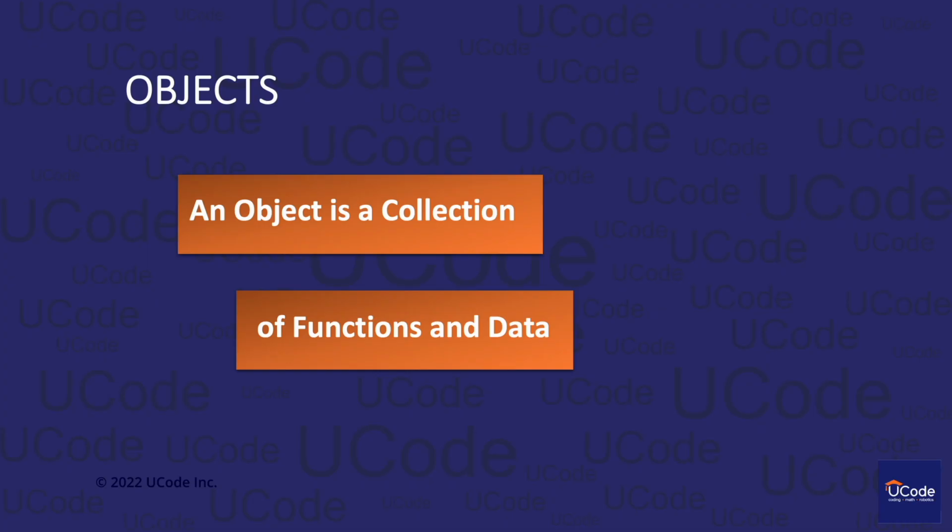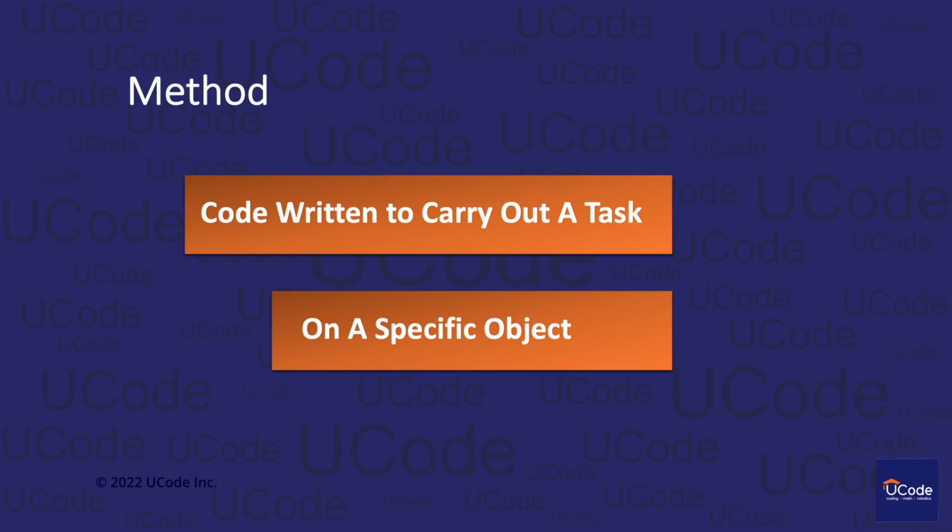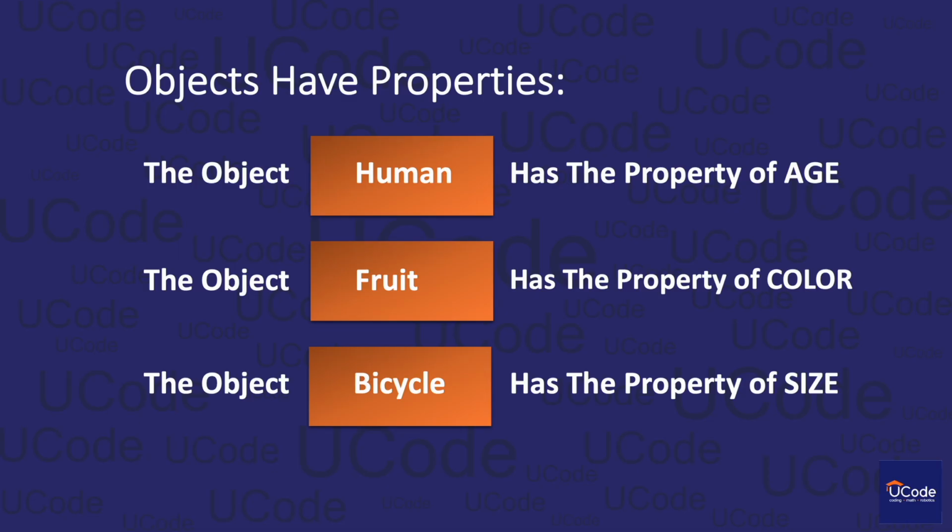Last lesson, we covered objects and methods, two fundamental concepts in Python. Objects are a collection of data, or variables, and methods are subprograms that update our objects. Objects are described using properties. For example, the object human has the property age. The object fruit has the property color. The object bicycle has the property size. In summary, the properties an attribute has can be used to describe the object.